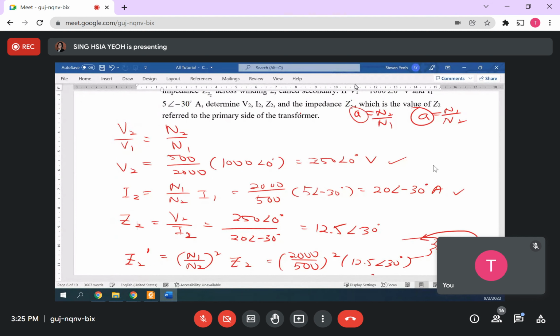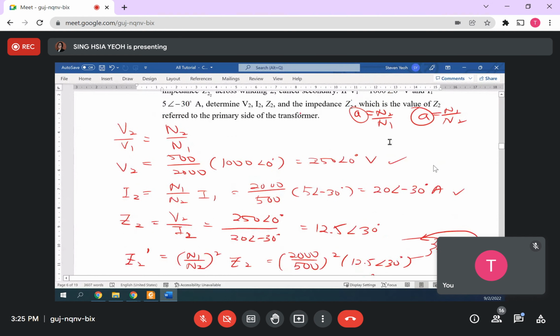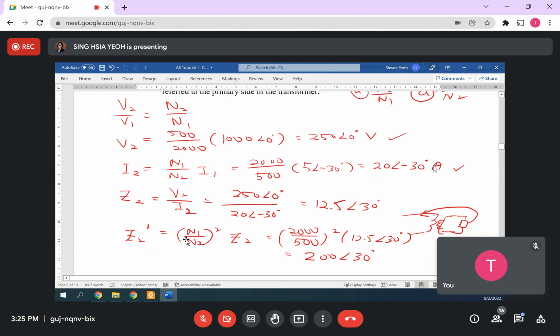So don't use A, because if you use A, some books put 1 over A squared because their A is N2 over N1, and others say 1 over A. So you better remember the formula in terms of N2 and N1, where N1 means primary and N2 means secondary, N2 over N1 or N1 over N2. So doing it like this is better.